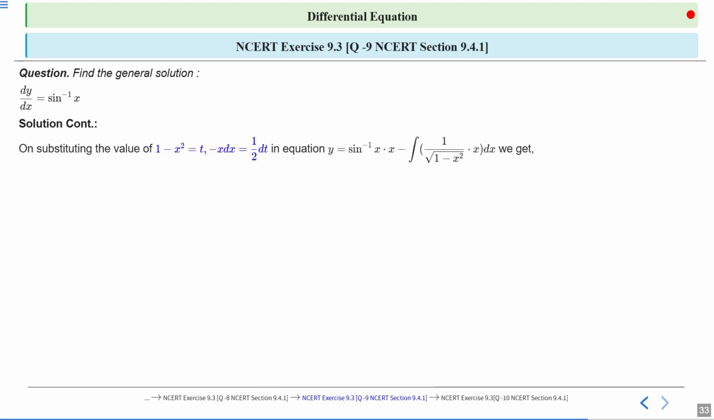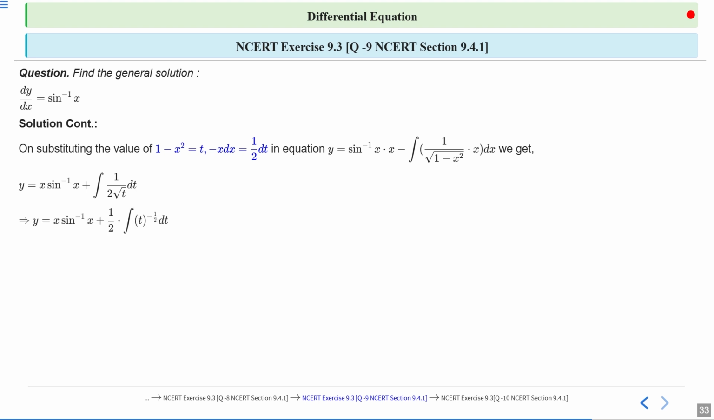So on substituting the value of 1 minus x square is equal to t, minus x dx is equal to 1 by 2 dt, in the equation y is equal to sin inverse x into x minus integral of 1 by root under 1 minus x square into x dx, we get y is equal to x sin inverse x plus integral of 1 by 2 root t dt. Okay, we just use the substituting value to get this.